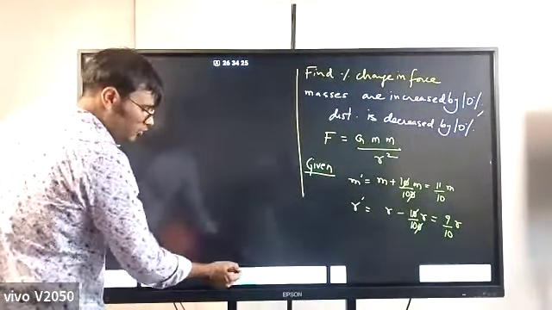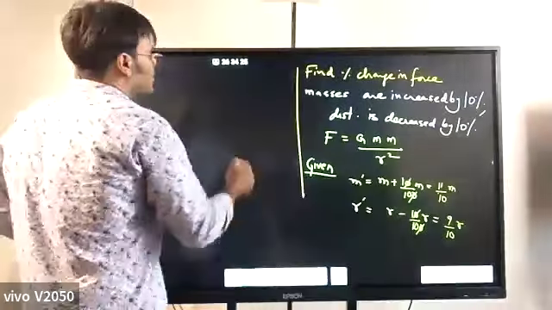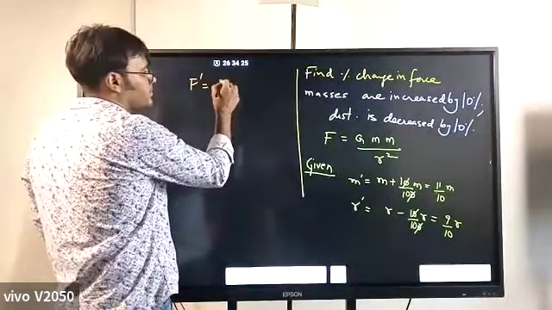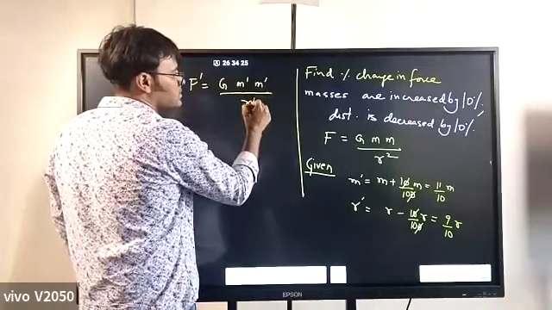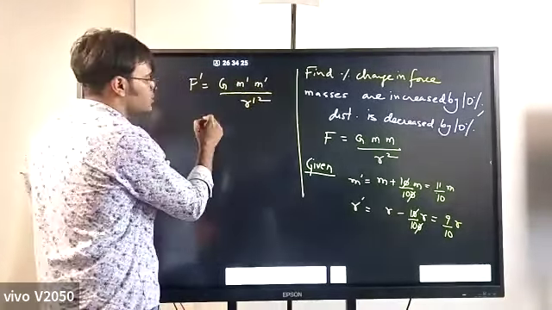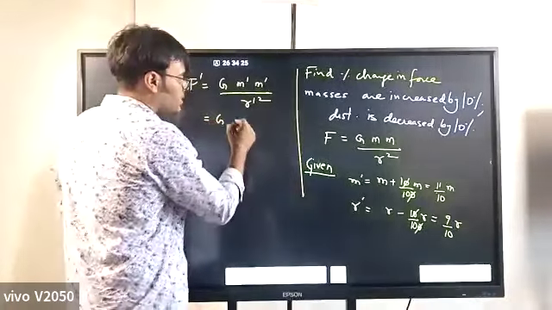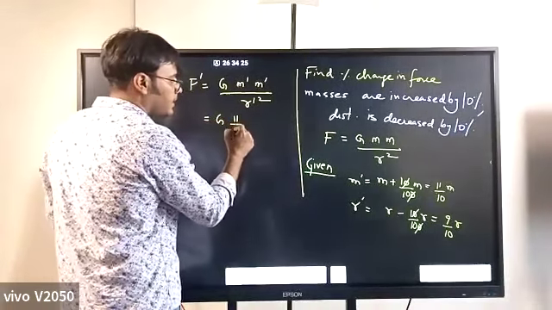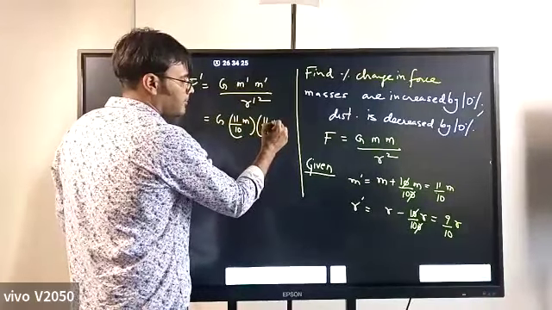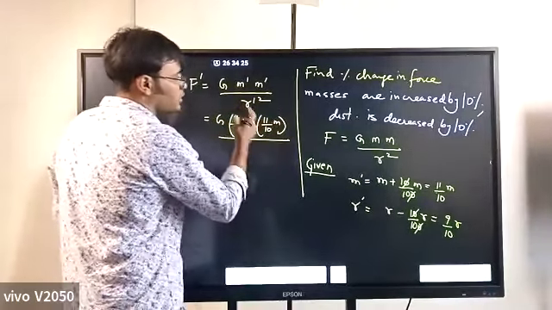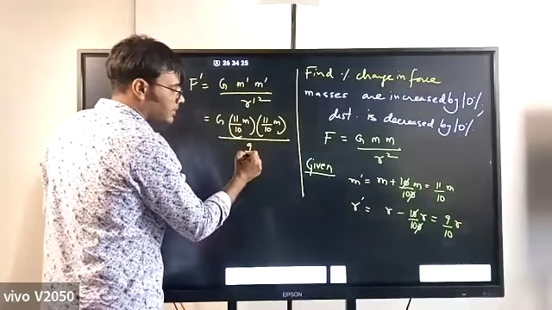Now can we write the new force? Yes. The new force will be in terms of the new mass and new distance. What is the new mass? 11 by 10 m. 11 by 10 m. And what is the new distance? 9 by 10 r.